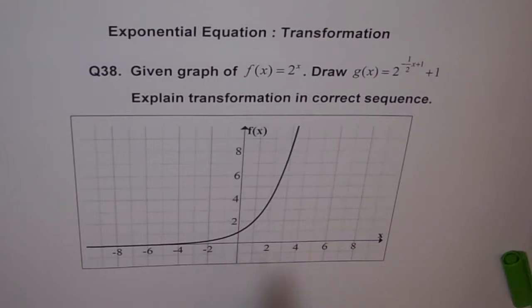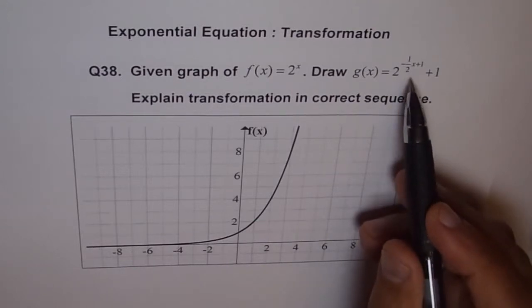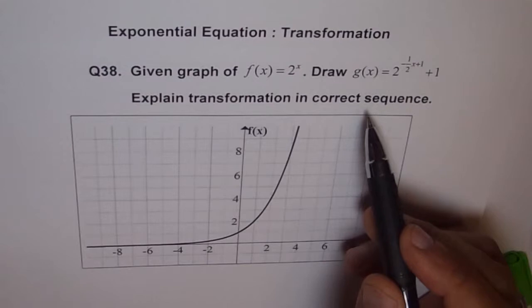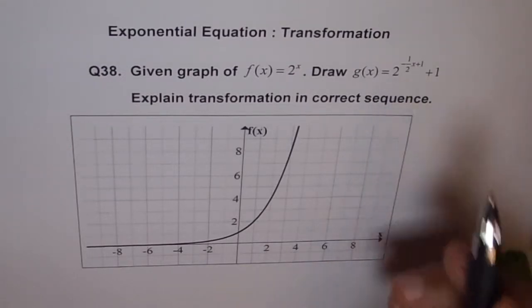We are already given the graph of f of x equals 2 to the power of x, and we can use this graph to draw the transformed function. Now, as you see, the transformed function is not factored. So before even writing the transformation and sketching the graph, we should factor and write it in correct order.